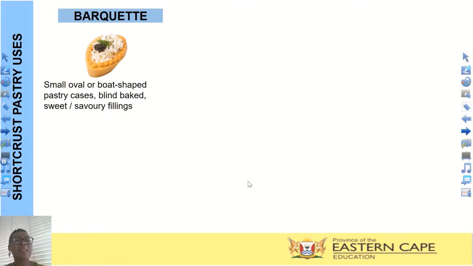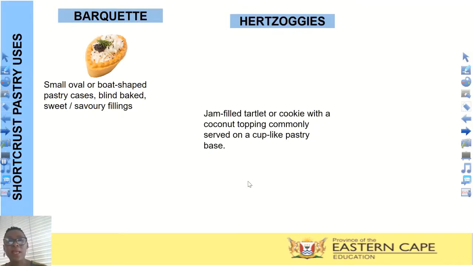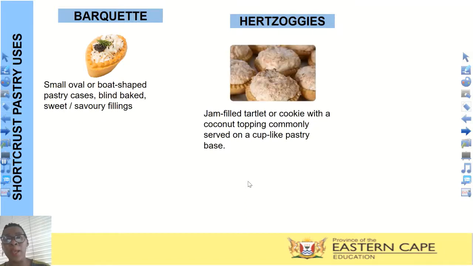So you'll find that the fillings or the type of pastries, you can also include them in your other sections, where, for example, if it is your cocktail functions and they ask you to give three examples of sweet or savory cocktail snacks, you can have baguettes as one of them amongst the others that we'll discuss as well. Your hedzogis, these are jam-filled tartlets or cookies with the coconut topping. It's served in a cup-like pastry base.